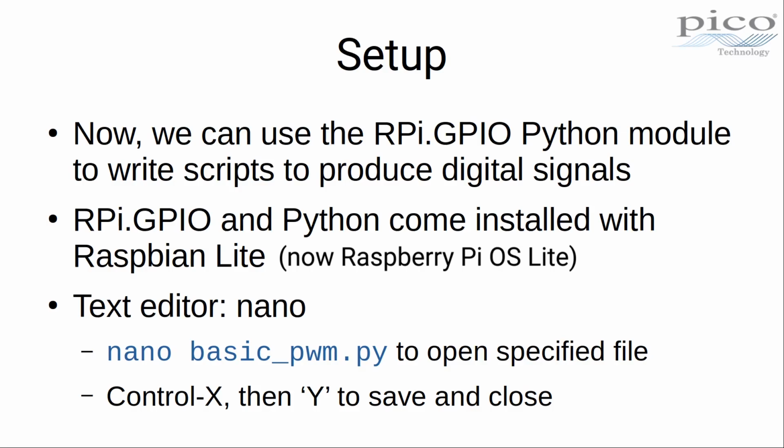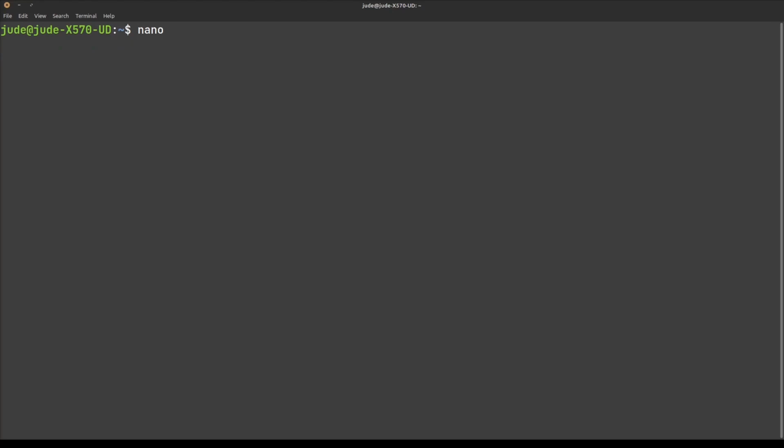Now we can use the rpi.gpio Python module to write scripts to control the GPIO pins on the Raspberry Pi. rpi.gpio and Python come installed with Raspbian Lite, so no extra installation needs to be done. For a text editor, we're going to be using the Nano text editor. This is a command line based text editing tool, and to open a file you just type nano and the name of the file that you want to open.